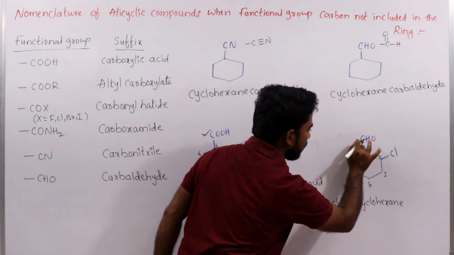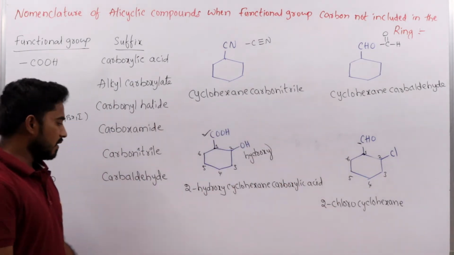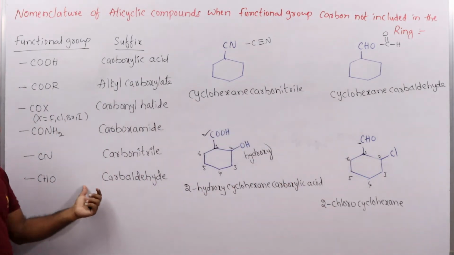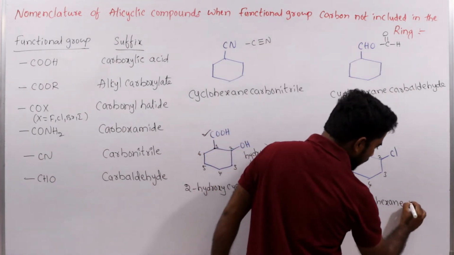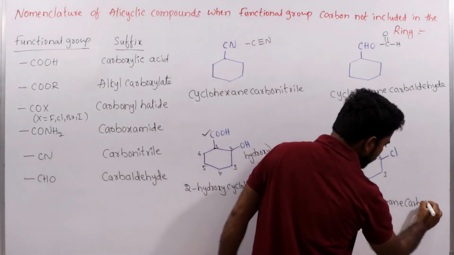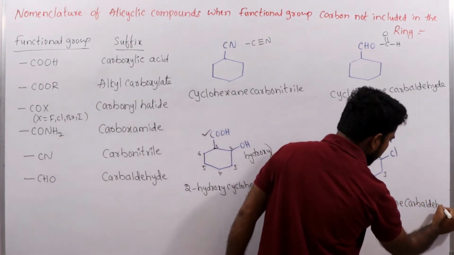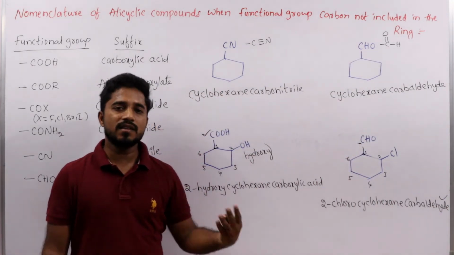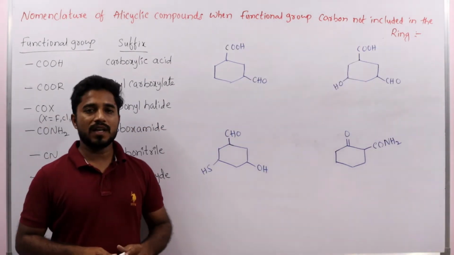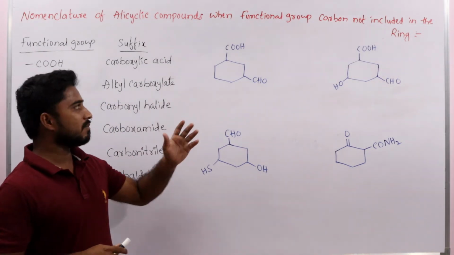Okay, functional group carbon is not included in the ring. That's why we have to use carbaldehyde for CHO. 2-chloro cyclohexane carbaldehyde. Okay, so this is the name of this molecule. So let us see some more examples. Let us discuss some more examples.